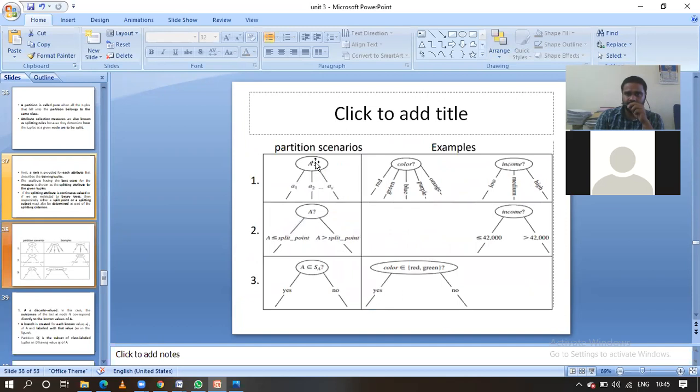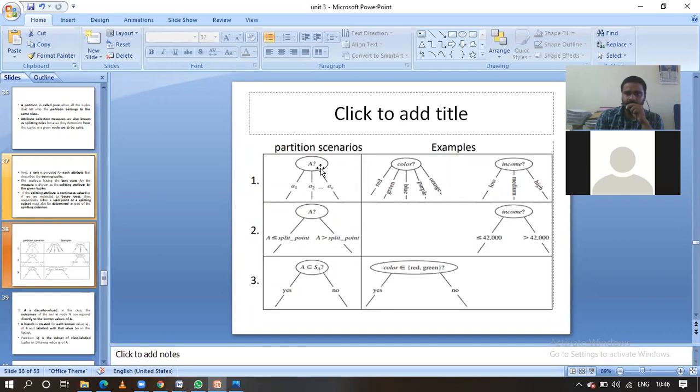This one is a splitting subset, and the final one is also a splitting subset. In the middle one we use a continuous value. For example, income less than 42,000 is one subgroup, and income greater than 42,000 is another subgroup. Here we have used the split point criteria.